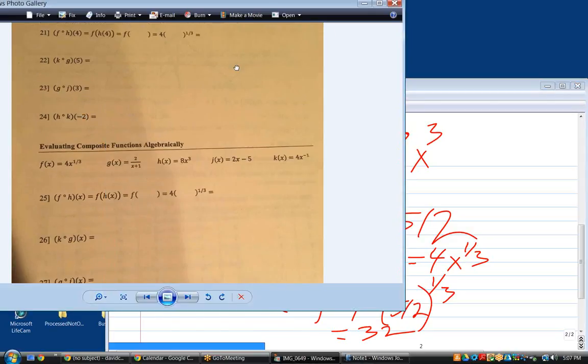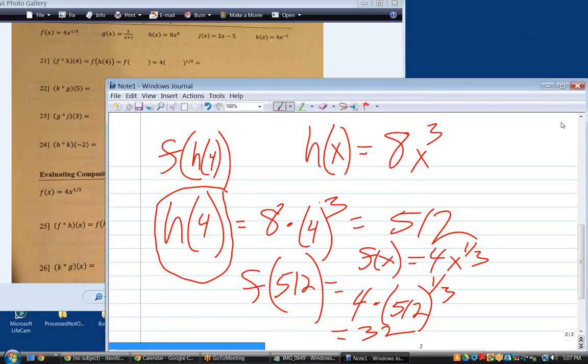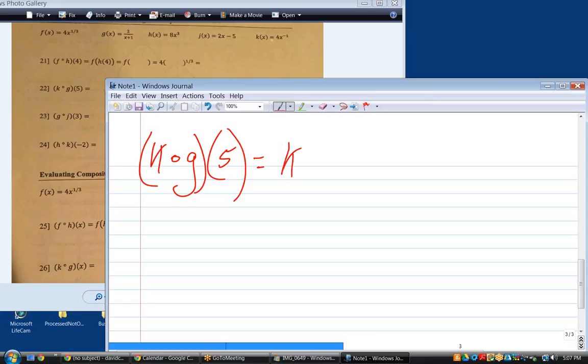So let's look at 32. Hold on, I don't want to remove all of our functions here. So what is k of g evaluated at 5? If we do it exactly the same way that 21 was done, that's equal to what? So k would be equal to 4.